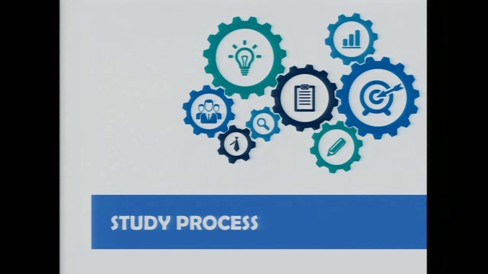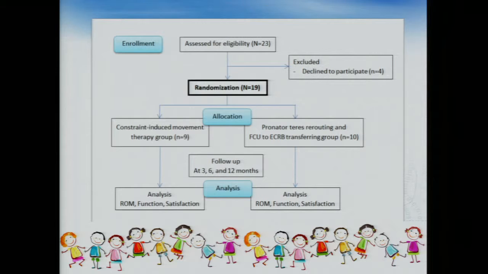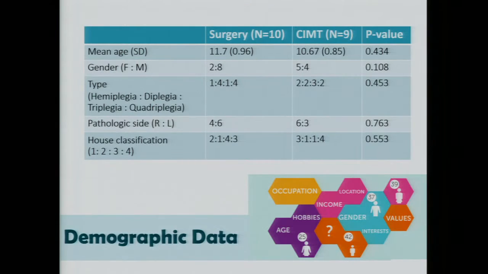For the study process, after we assessed the eligibility criteria, 23 children were recruited, but 4 of them were excluded due to being unwilling to participate. 19 patients were randomized to receive either CIMT or operation. Then all the patients were followed up at 3, 6, and 12 months, and all the outcomes were evaluated. No patients were lost to follow-up during the process. And for the results, demographic data of both groups were not different.